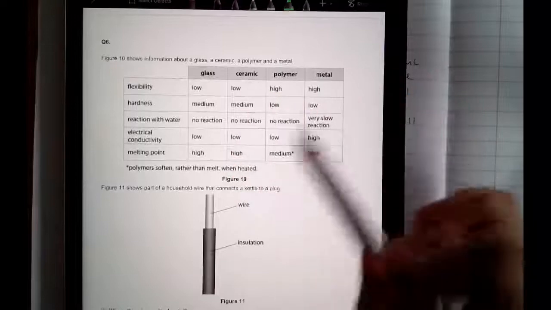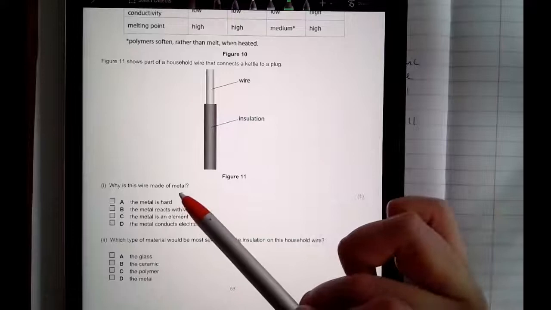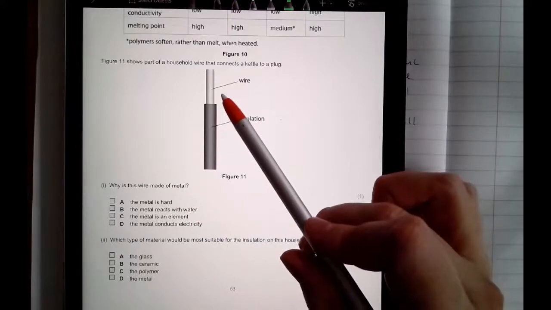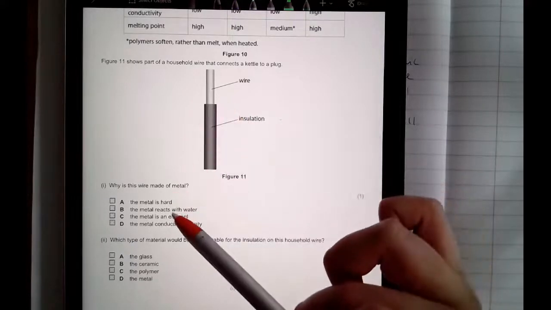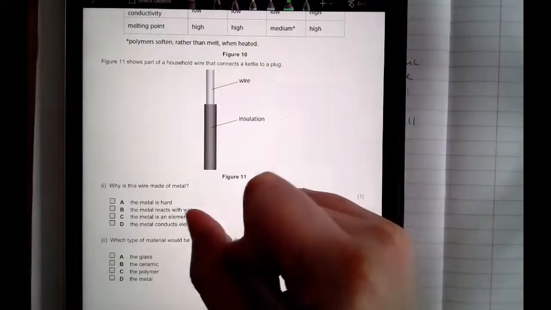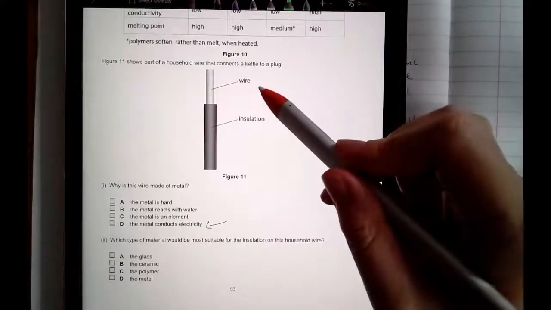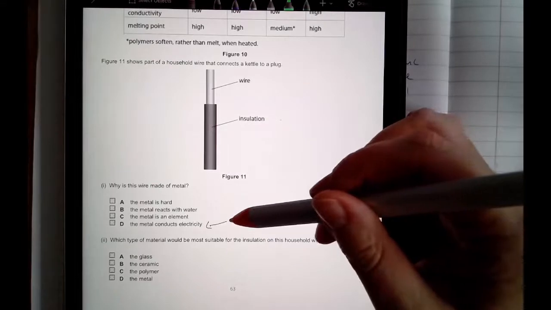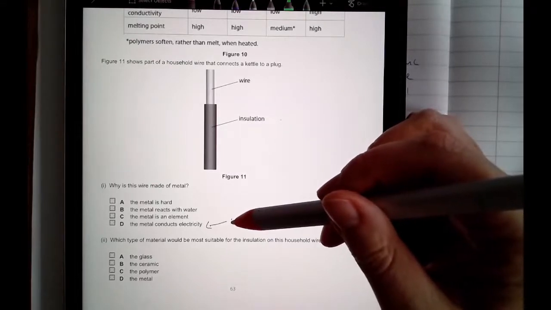Another example of a question here. They're giving you lots of information, but then you need to use it. So why is this wire made of metal? Again, they're talking about a wire. It's made of metal. What's the main reason? The metal conducts electricity. What do you want your wire to do? Conduct electricity. That's what a metal can do.